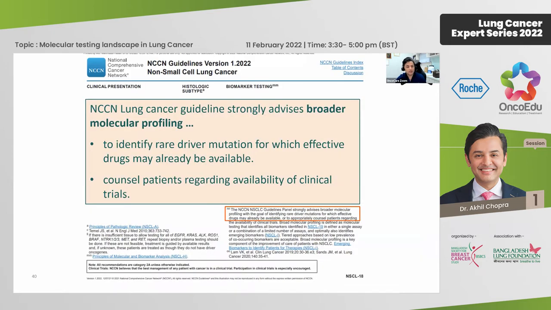And this is also highlighted by NCCN guidelines and other internationally accepted lung cancer guidelines, saying that broader molecular profiling is strongly recommended to identify genomic alterations as well as rare driver mutations for which effective drugs may already be available, and also, in big centers, to counsel patients regarding the availability of clinical trials.